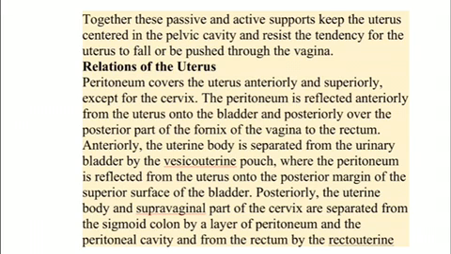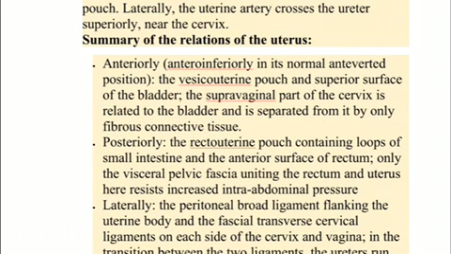Anteriorly, the uterine body is separated from the urinary bladder by the vesicouterine pouch. And at this point, you have the peritoneum reflected from the uterus onto the posterior margin of the superior surface of the bladder. Posteriorly, the uterine body and supravaginal part of the cervix are separated from the sigmoid colon by a layer of peritoneum and the peritoneal cavity, and from the rectum by the rectouterine pouch.